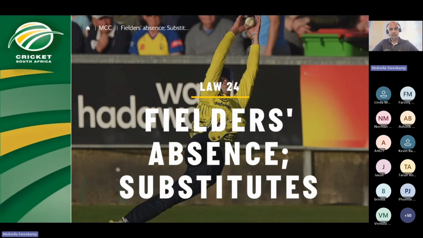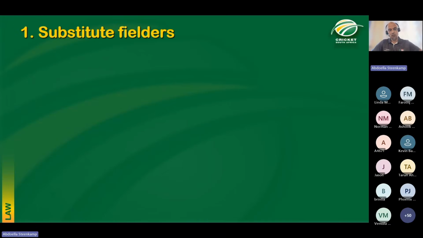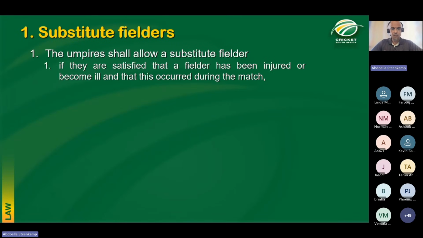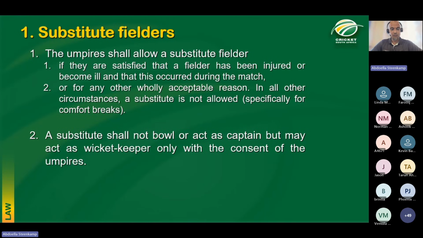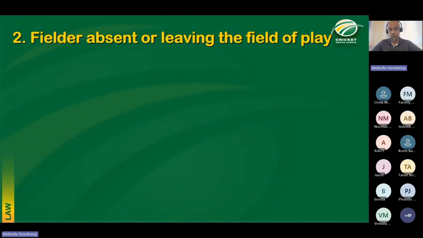When it comes to the fielder's absence and substitutes, let's start with the substitutes. When do we allow a substitute as umpires? If we, the umpires, are satisfied that the fielders became injured or ill, and this injury or illness happened during the game, or for a wholly acceptable reason, we'll also allow a substitute fielder. Substitute fielders have very limited powers. They're not allowed to bowl, they're not allowed to bat, they're not allowed to be captain. Yes, they can be the wicket keeper, but for the substitute to be a wicket keeper, you need the consent of the opposing captain.